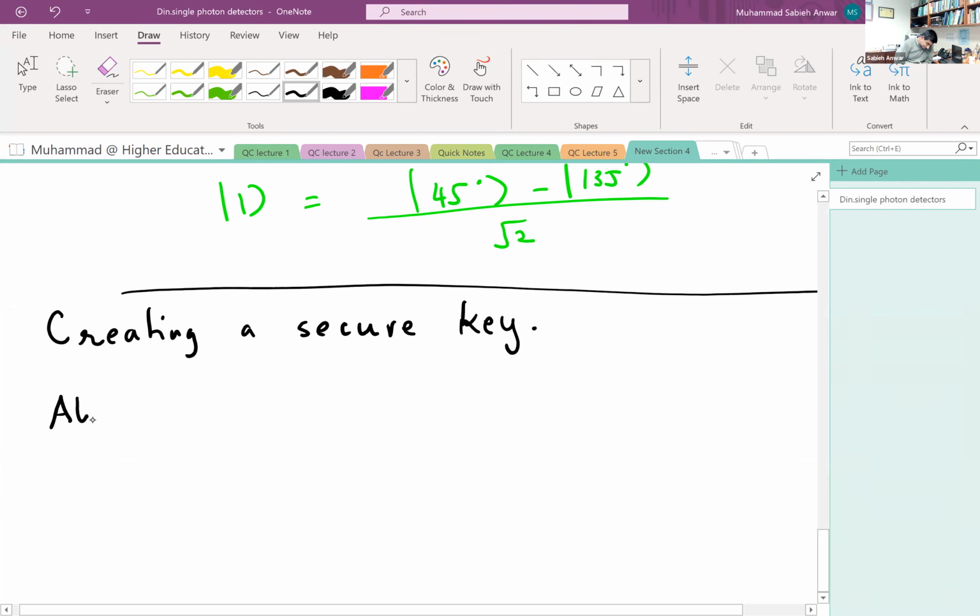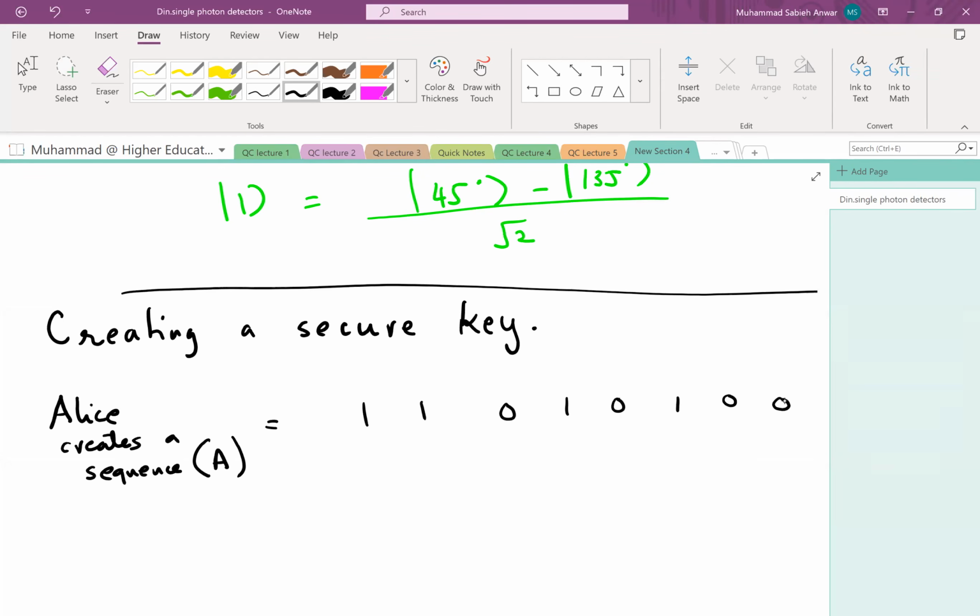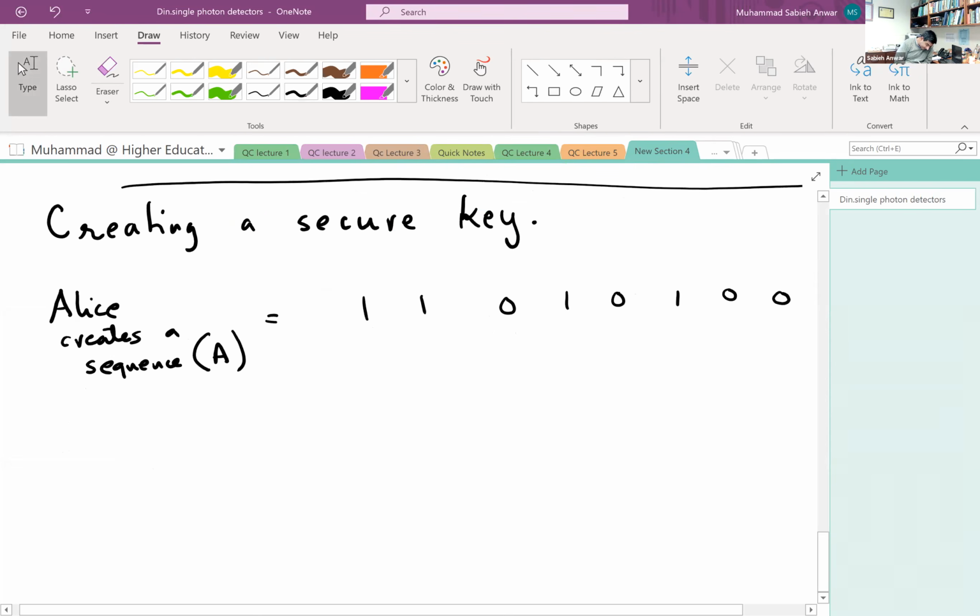Suppose Alice creates a sequence of zeros and ones. Let's call this sequence A. And suppose this sequence is 1, 1, 0, 1, 0, 1, 0, 0. Now I'm going to describe how BB84 helps create a secure key, which if Eve tries to hijack it or intercept it, Alice and Bob will immediately know and they will be alerted. Okay. Now, X Alice is a random string of zeros and ones, totally random. Okay. 0, 0, 1, 0, 1, 1, 1, 0. So this is a totally random string of zeros and ones.